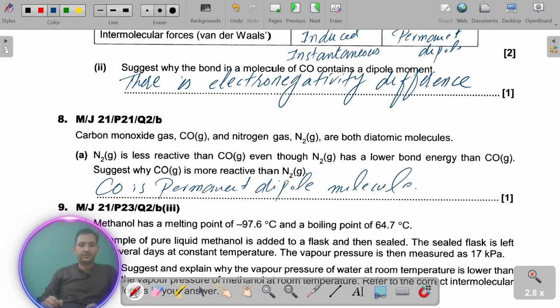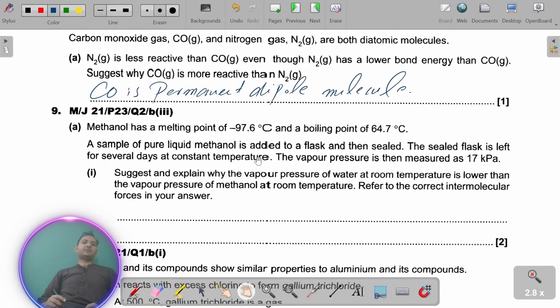Nitrogen is non-polar. Okay. Methanol has a melting point of minus 96.6 and a boiling point of this. So what is the question? The vapor pressure is measured at constant temperature, at 170 kilopascals. Explain why the vapor pressure of water at room temperature is lower than the vapor pressure of methanol. It means the hydrogen bonding, the forces of attraction in water molecules, are stronger. That's why its vapor pressure is lower.